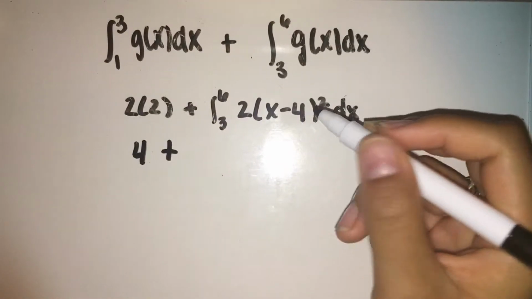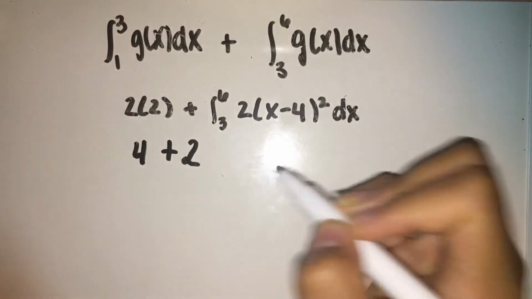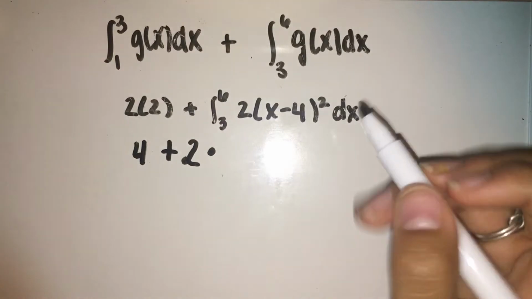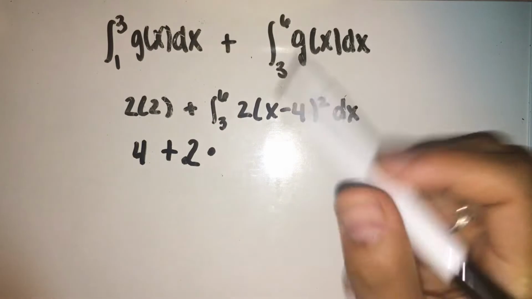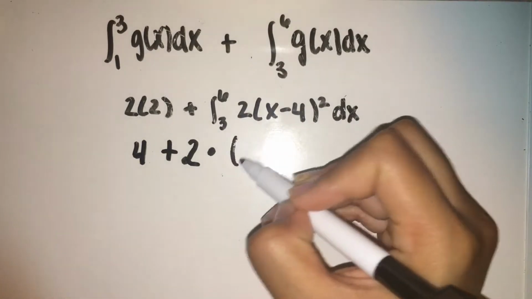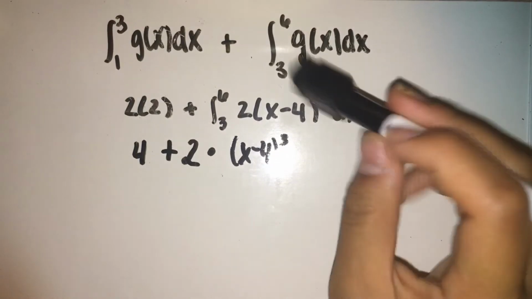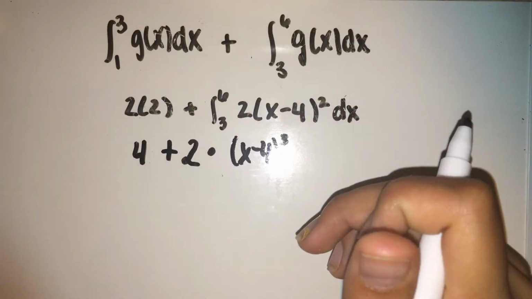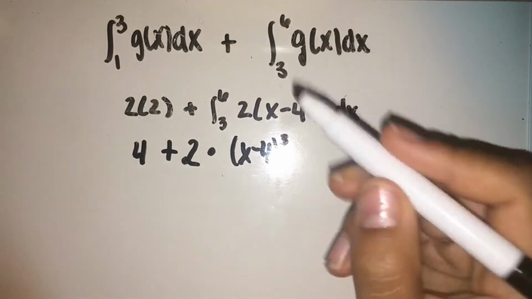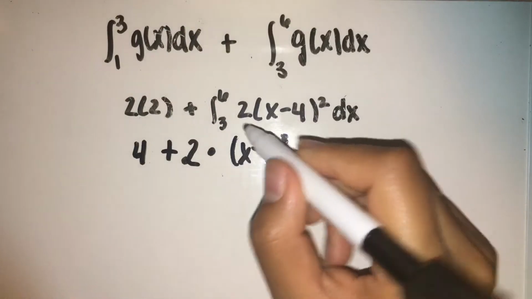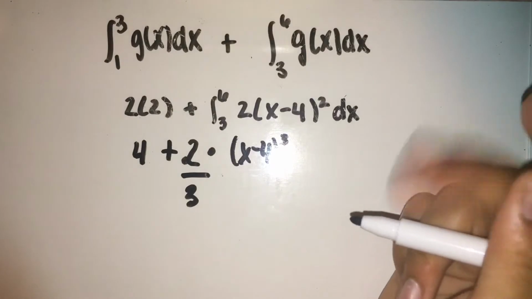Now to solve this next part, I'm going to take out the 2 first, so we're going to put the 2 in front. Then we do the antiderivative of the rest of this. So this is going to be to the third power. We already know it's going to be x minus 4 to the third, a little bit of the chain antiderivative. And then we're going to divide our coefficient by 3 because of the third. And this is just our basic antiderivative.